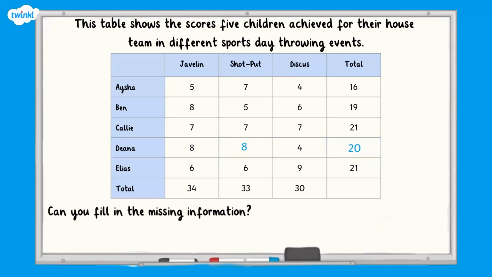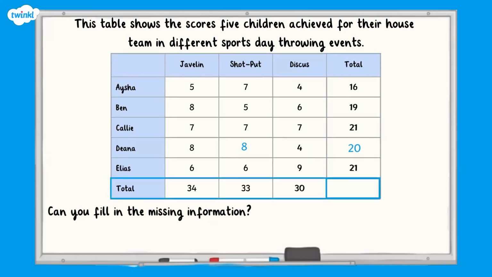To calculate the missing answer in the final box, we have a choice. This box will tell us the total score overall. We can either add together the total score of each child or add together the total score for each event. If we add the total from each event, we only need to add 3 numbers together. If we add together the total score for each child, we need to add 5 numbers together. I'm going to go for the easier option and add the totals from the 3 events.